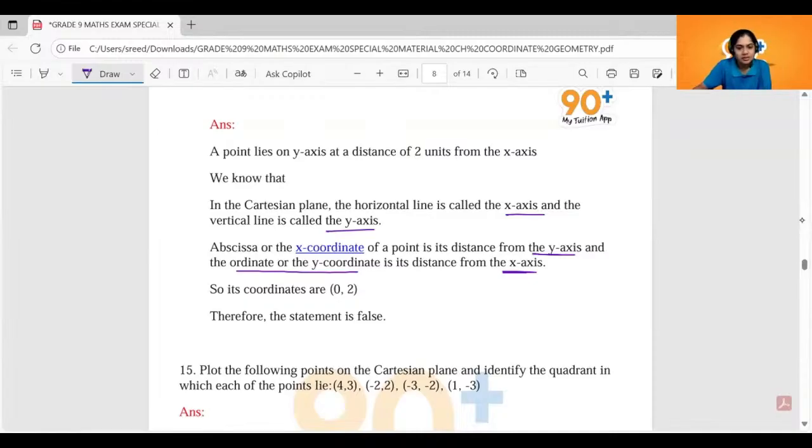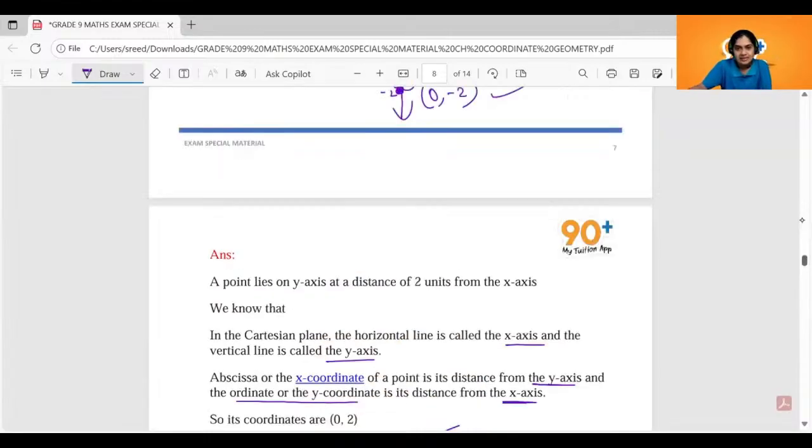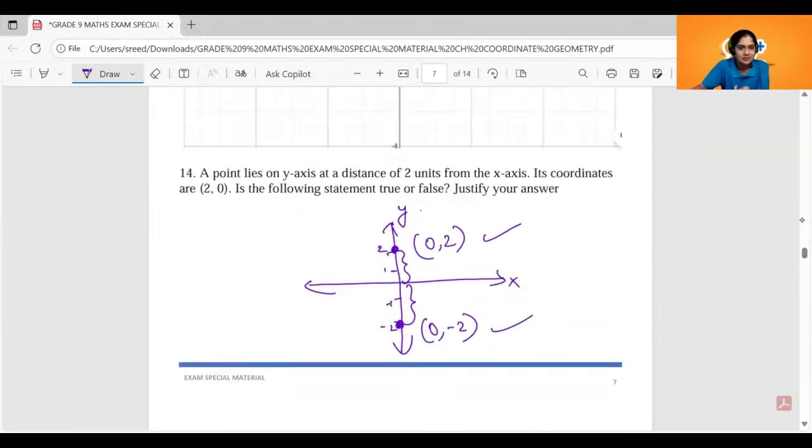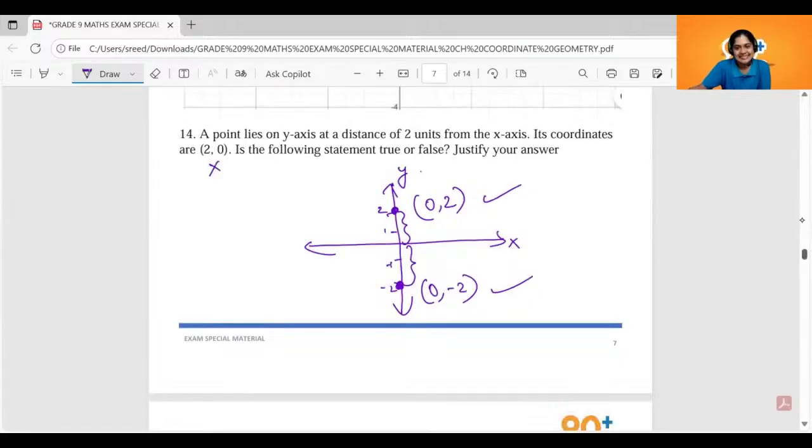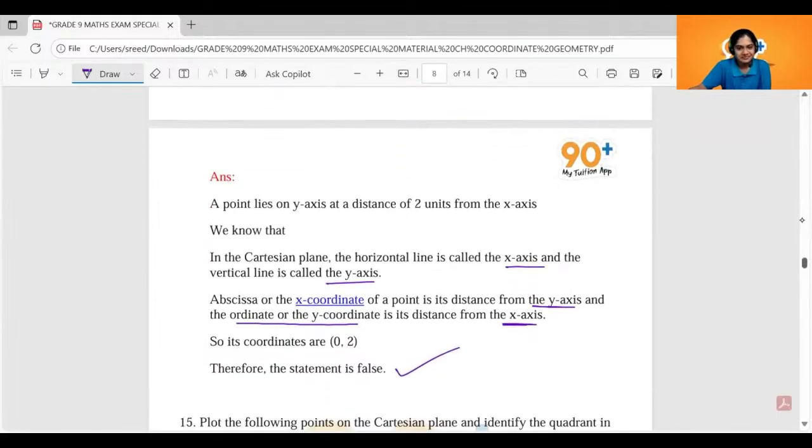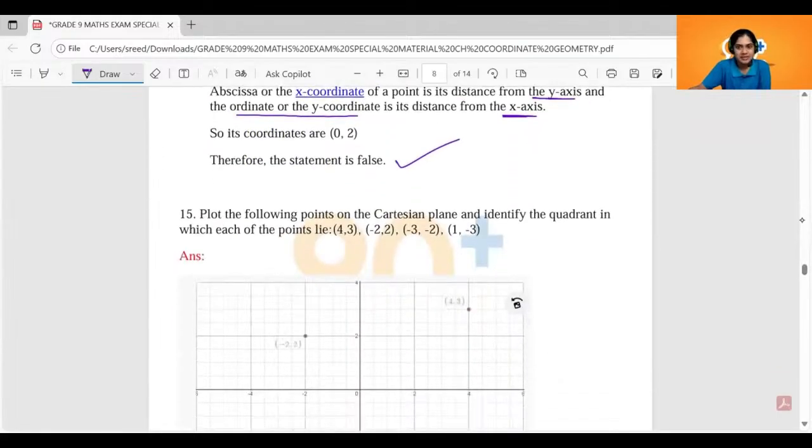Correct. Okay, so is this statement correct? No, the statement is perfectly false, because it's given the coordinates to be 2, 0. Will that be right? No, it's a wrong thing. Correct? Yes. Okay, I hope it's clear.